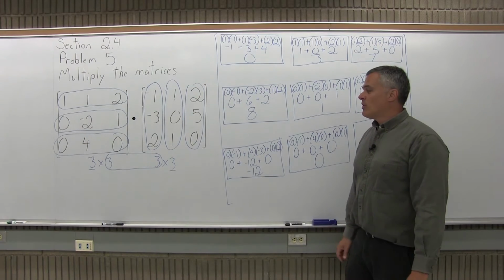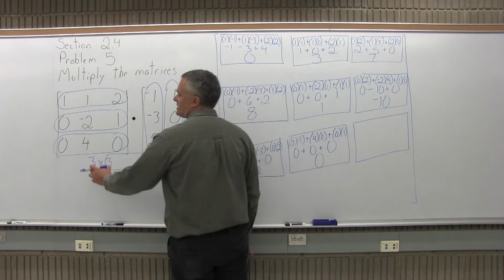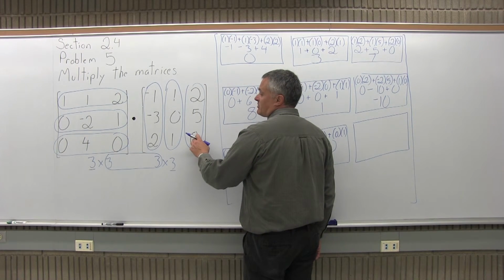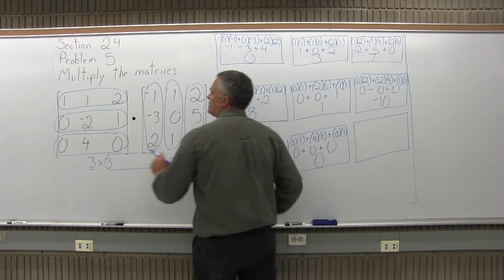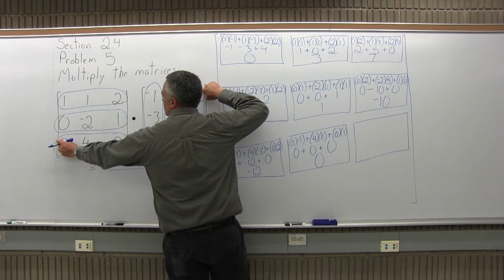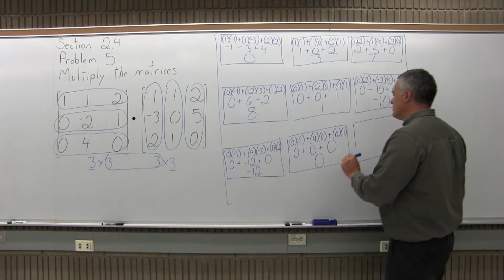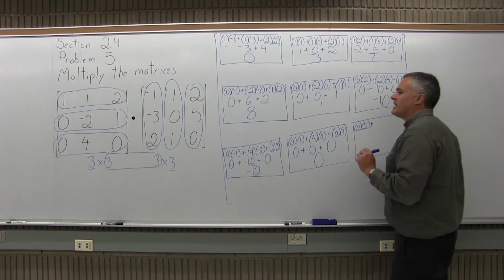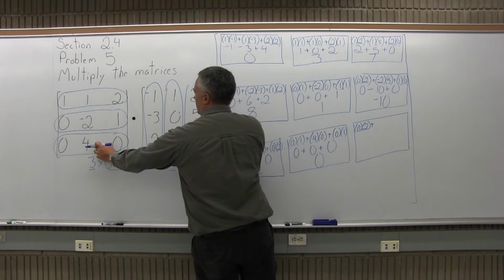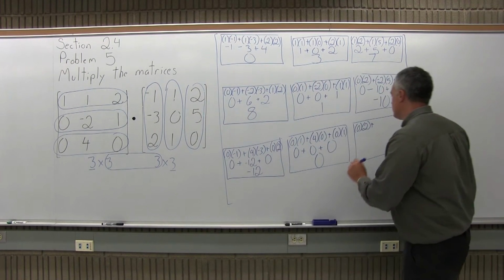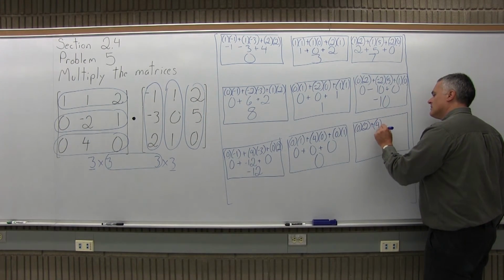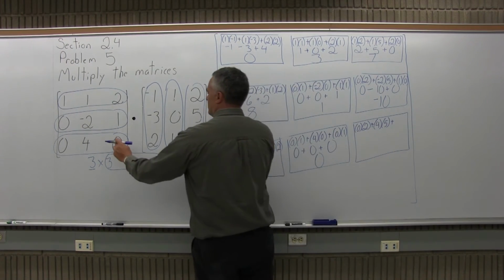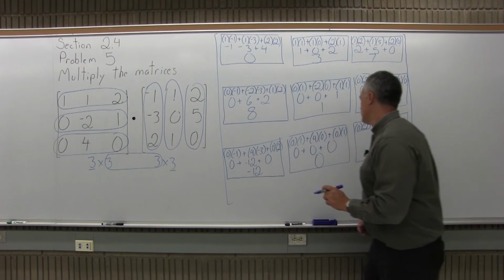And finally, one more value to work out. We're going to do the bottom row of the first matrix, 0, 4, 0, times the last column of the second matrix, 2, 5, 0. So now when we multiply that out, we're going to do first times first is 0 times 2, plus middle times middle will be 4 times 5, plus finally last times last will be 0 times 0.